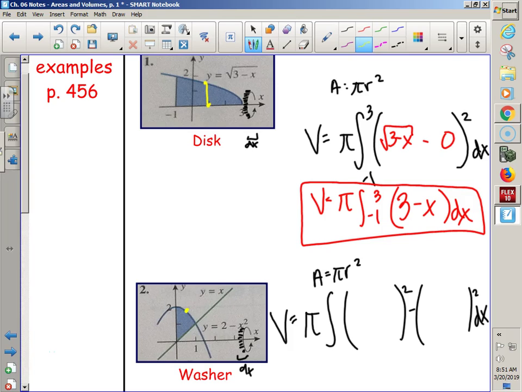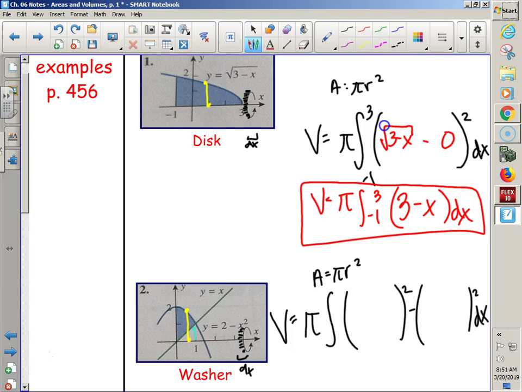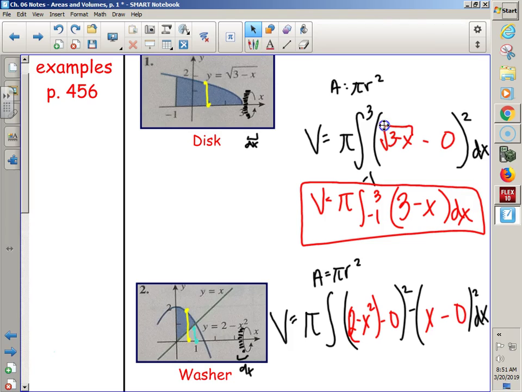Do you see your big R versus your little r? Would it make sense if I show 2 minus x squared minus 0 and then x minus 0? Because it's parabola minus axis, line minus axis. Could you simplify it, I suppose?